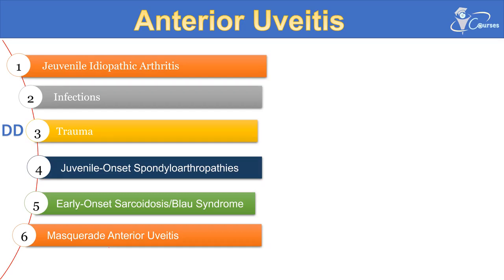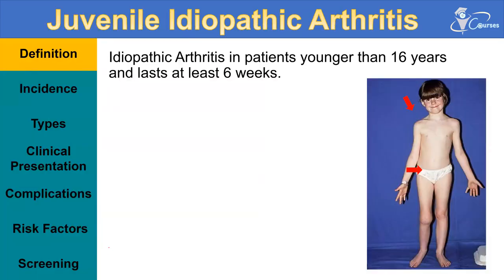Early onset sarcoidosis, or what's called the Blau syndrome, and the masquerade anterior uveitis, like the patient will have a posterior segment pathology like a tumor or retinoblastoma or leukemia or lymphoma, and it will masquerade as anterior uveitis. So again, we will cover the most important relevant to pediatric ophthalmology now, and we will continue the other diseases in the uveitis lecture. So the most common cause of chronic anterior uveitis is the juvenile idiopathic arthritis.